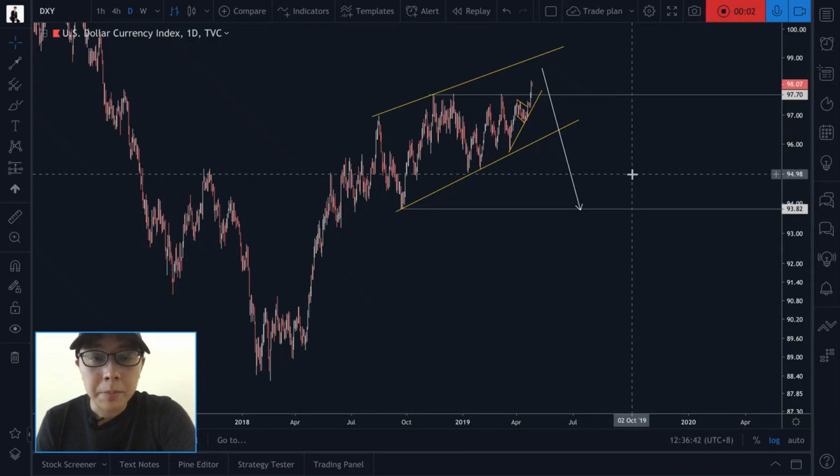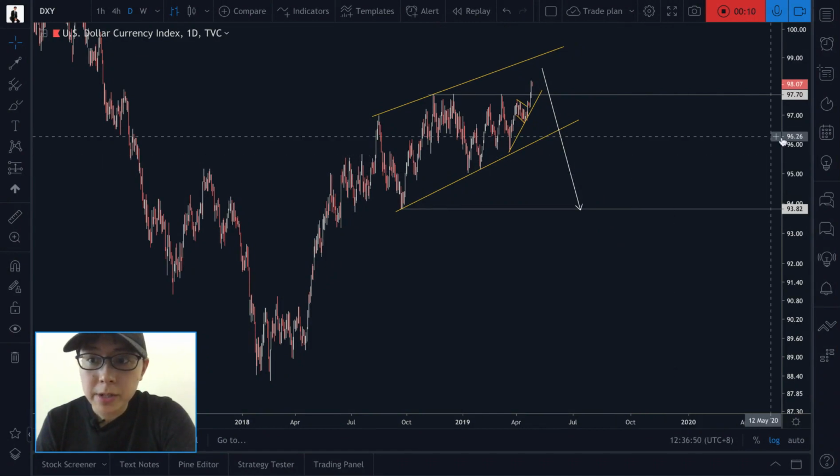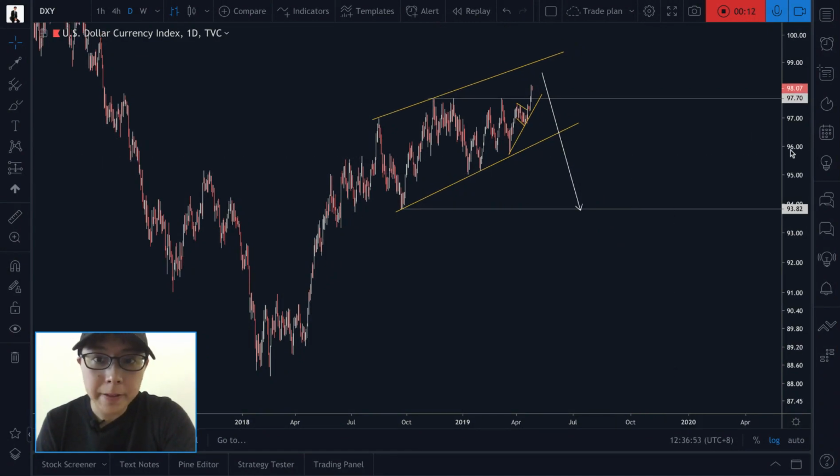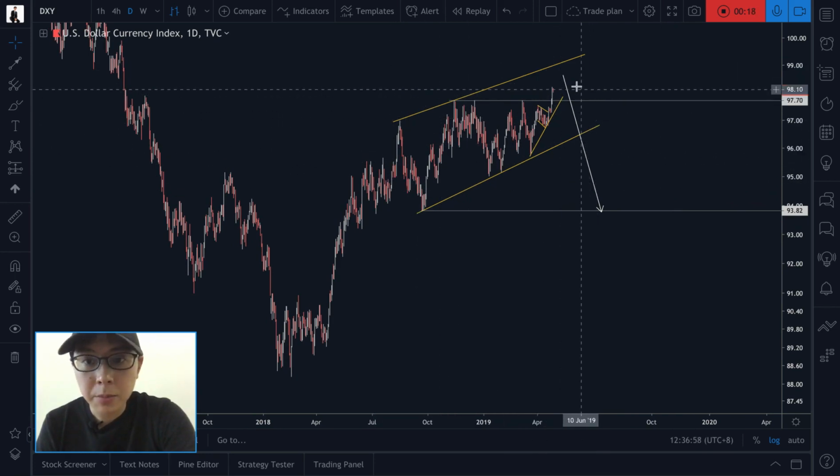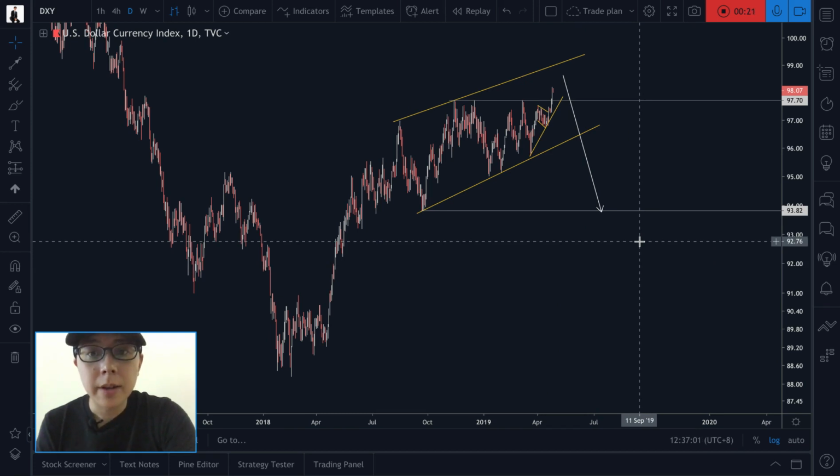Just a quick update on this week's market analysis. First thing I would like to point out is actually on the dollar index. What you can see on this chart over here, this is on the daily. This structure, this pattern, it's signifying that we are going to see a potential drop in the future.